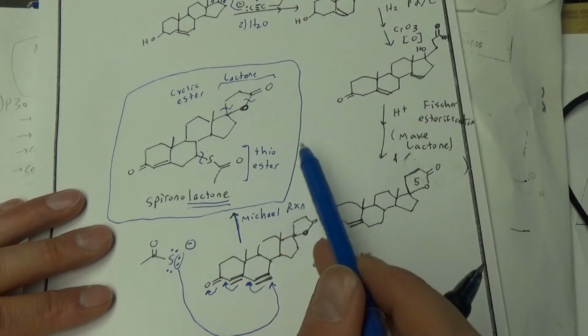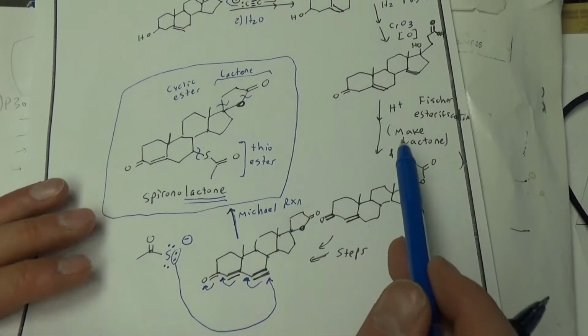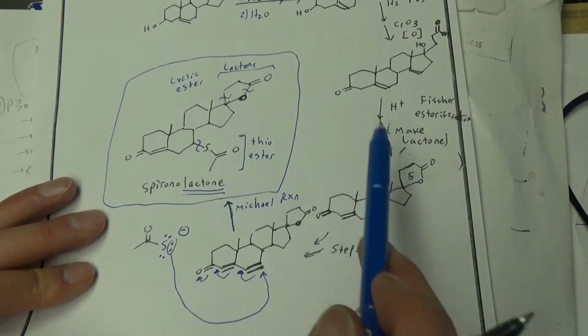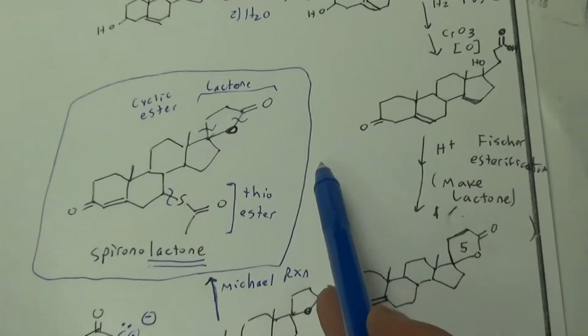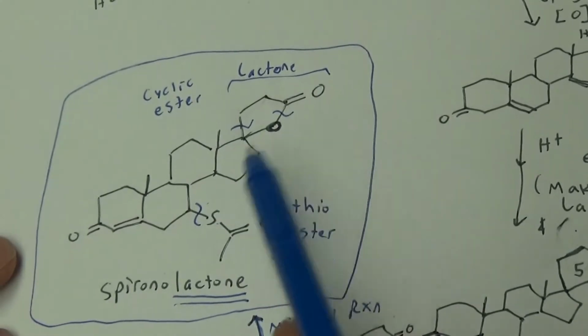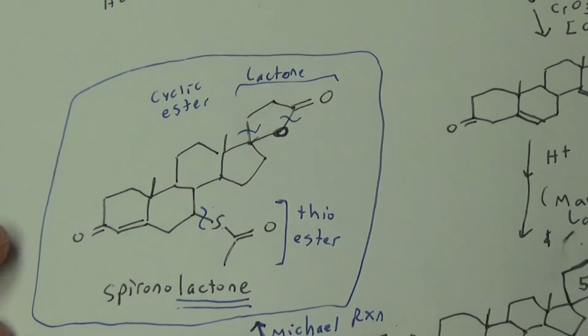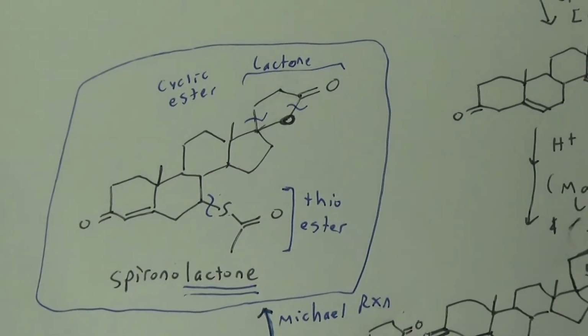Well, it's related to what you know. There's a couple little tricks. It's cool that we're doing multiple step synthesis on a steroid here to essentially make this amazingly biologically active potassium-sparing diuretic drug. Okay? Alright. That's it for the synthesis of this one.